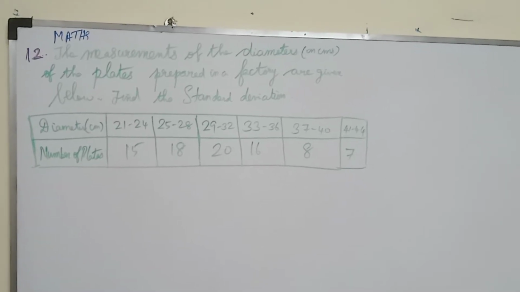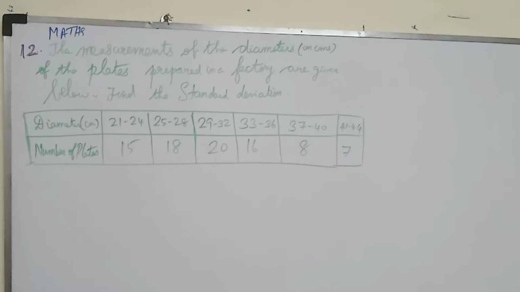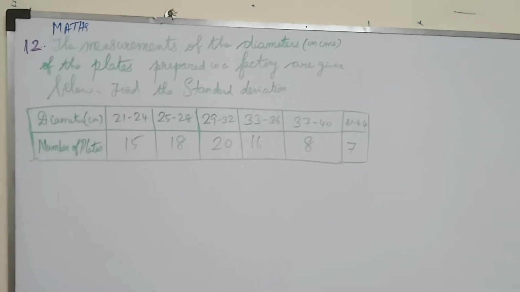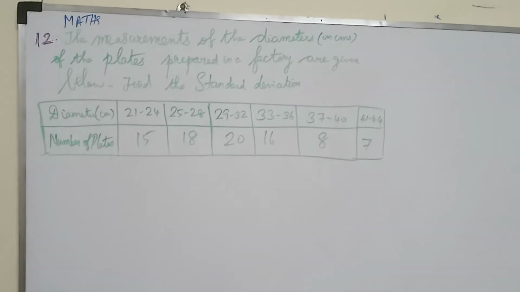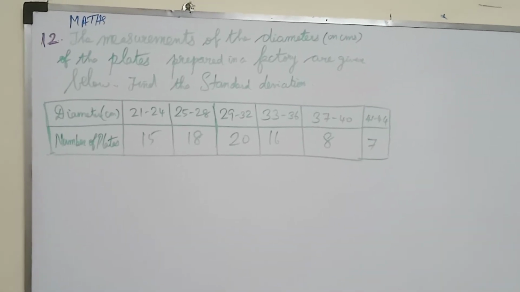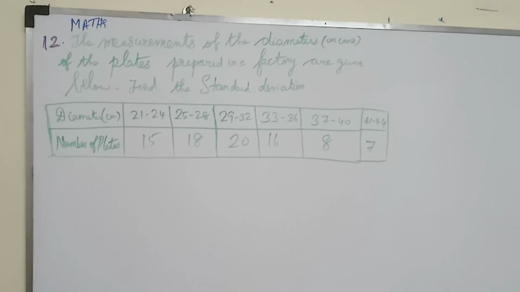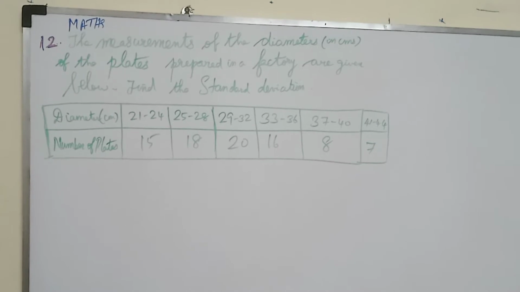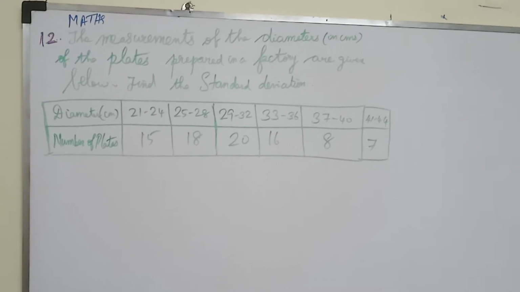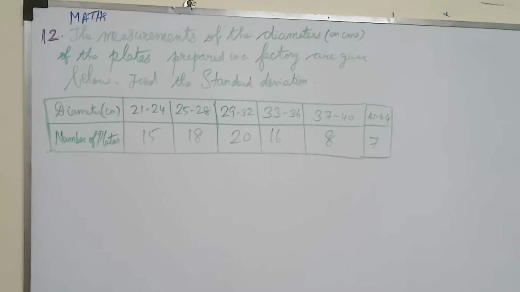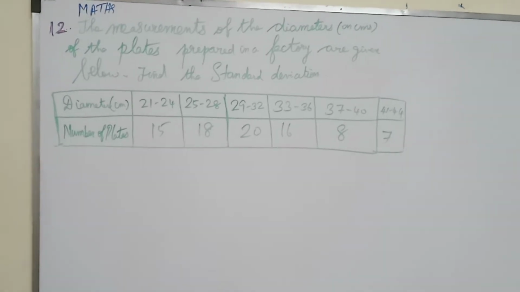Now we are going to see exercise 8.1, 12th sum. The 12th sum is the measurements of the diameters. The diameters, measured in centimeters, of the plates prepared in a factory are given below. Find the standard deviation. For diameter 21 to 24, the number of plates is 15.